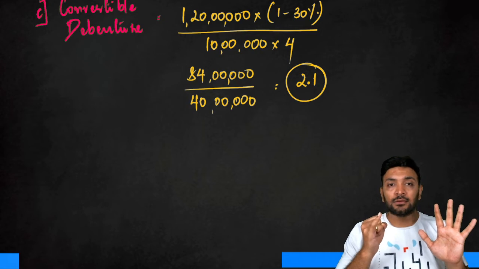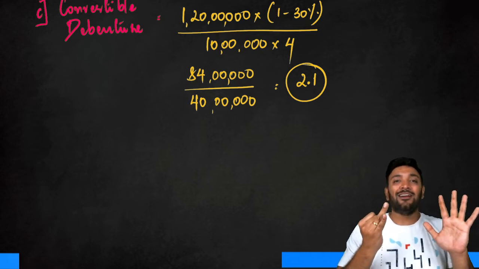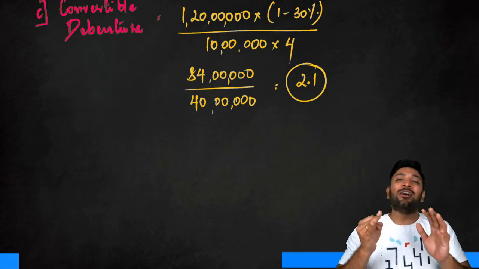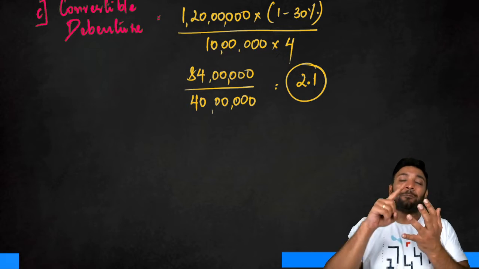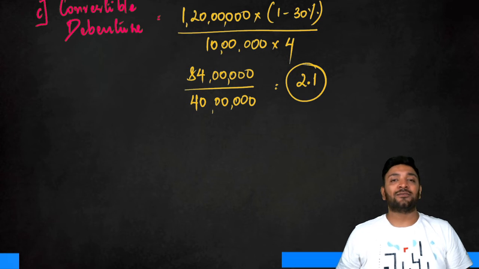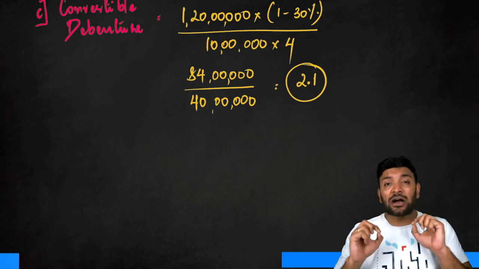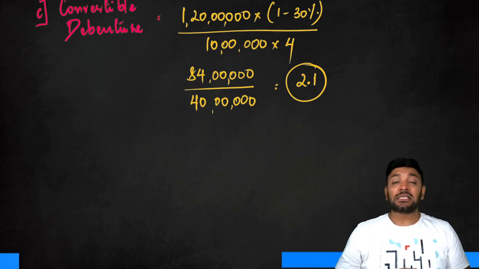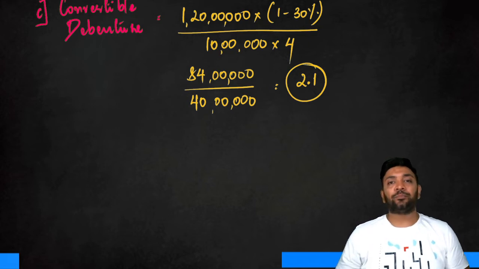Number seven, dilution in EPS when all three, options, preference shares, debentures, get converted into equity shares. So seven possible cases are there.